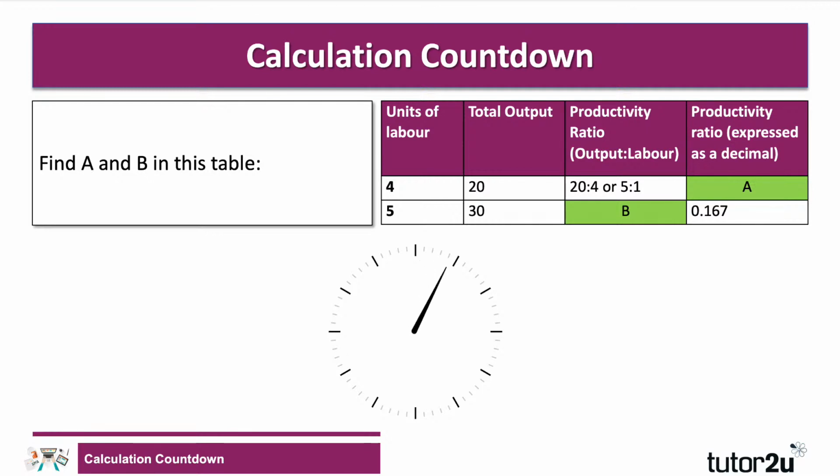So we've got 3 calculation countdowns for you. These are oftentimes in short answer questions. Can you find the answers to A and B? 2 ways of expressing the calculation, the productivity ratio. Again, when you're ready, put your answers into the chat window. That would be great if you could do that.